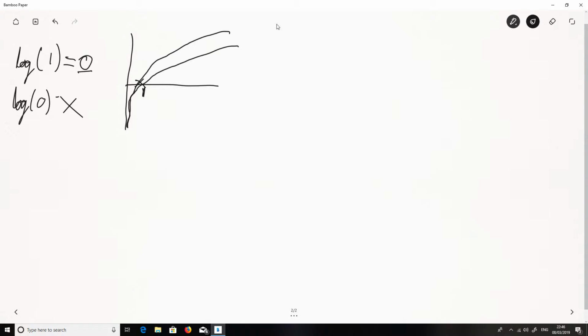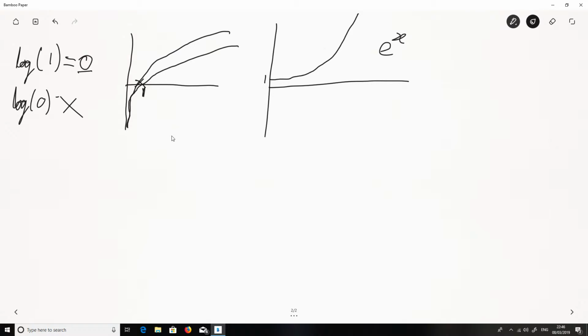So remembering logs are just the counter of exponentials. An exponential will look like this sort of shape. That's an exponential growth in x, like e to the x, for example. And that will cross through 1 there. So you can see how these graphs are just inverses of each other as they are opposite operations. And that's useful to know if you're asked for a graph, or even just for your own benefit to know what the functions look like.